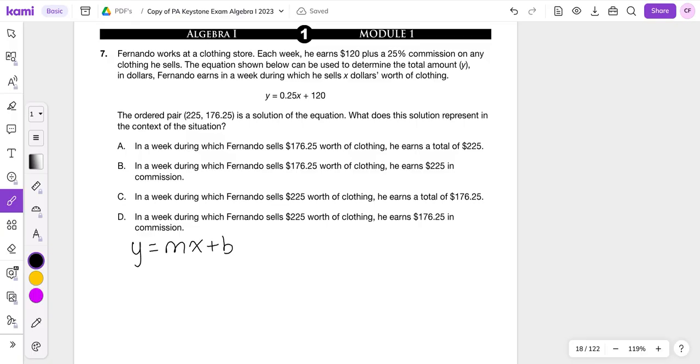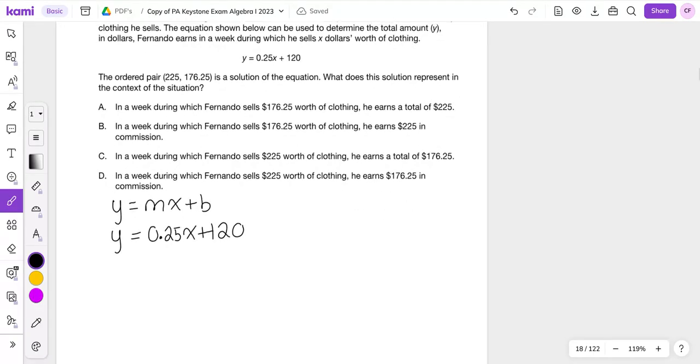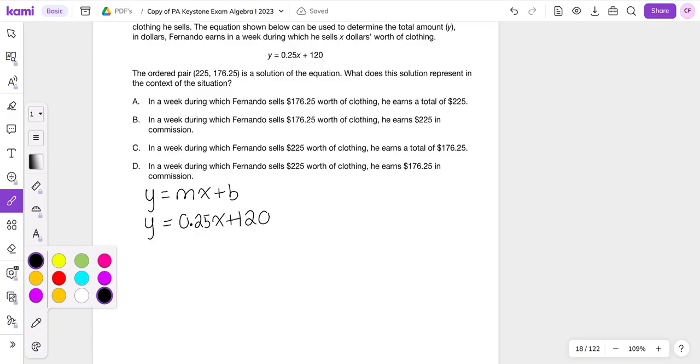Let's just rewrite the equation: y equals 0.25x plus 120. What we know from the original problem is that the 120 is the base weekly earnings. So it's really the minimum that he can make. If he would sell no clothing, he would still get $120.